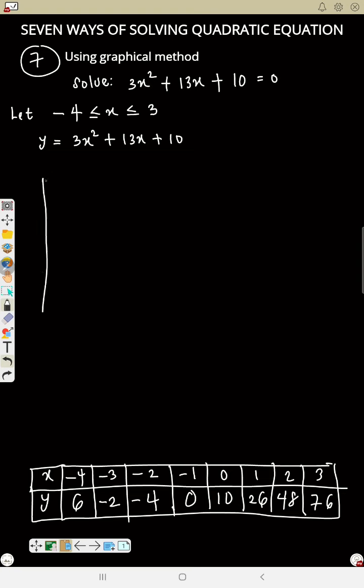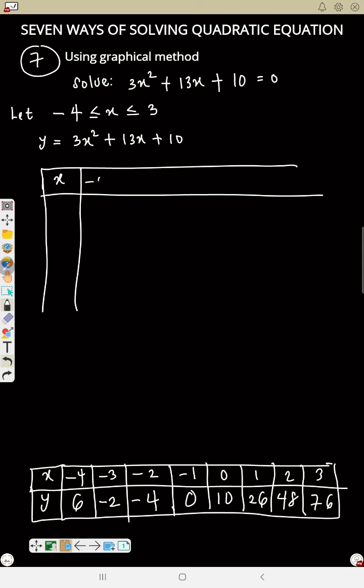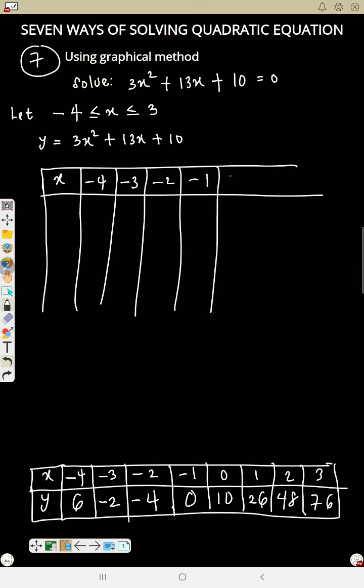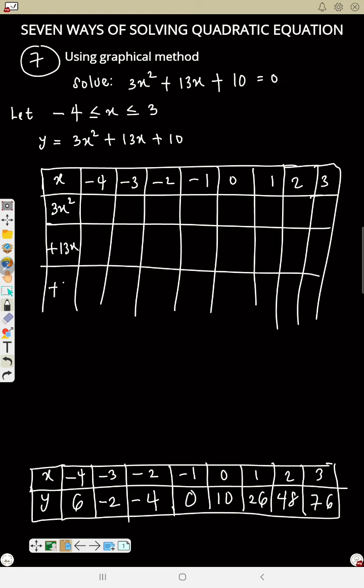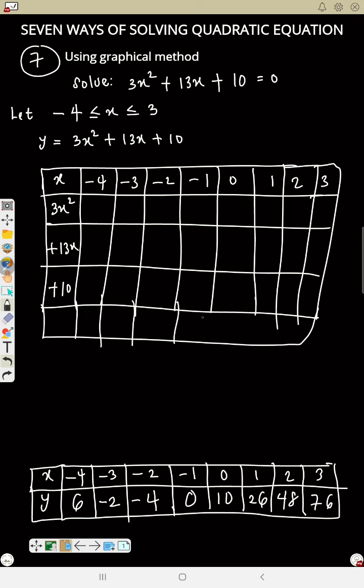So to get that table, we'll have everything in one table. So we have x: -4, -3, -2, -1, 0, 1, 2, 3. So followed by y is 3x² + 13x. So put it one by one. That's 3x², plus 13x, then plus 10, the constant. Then we'll have y.